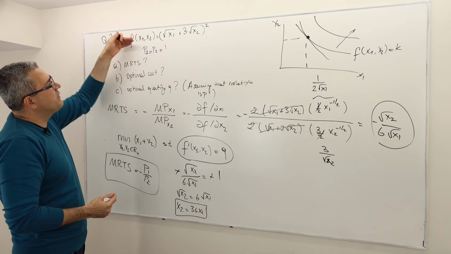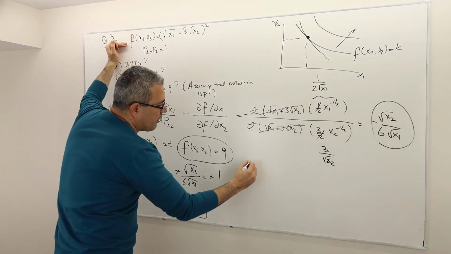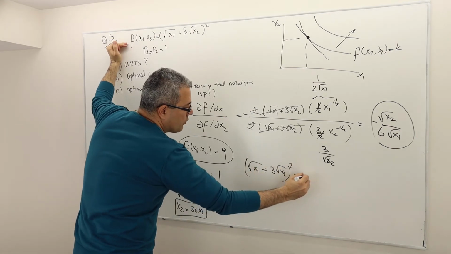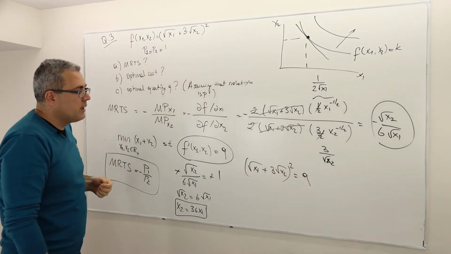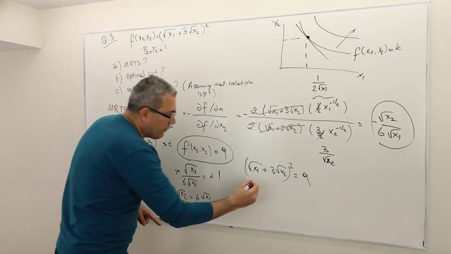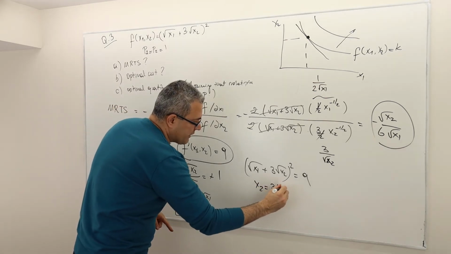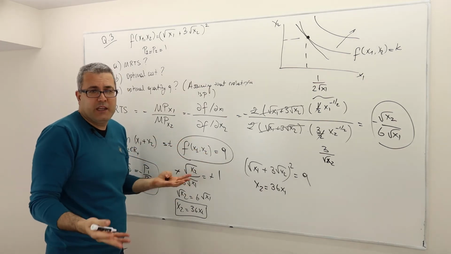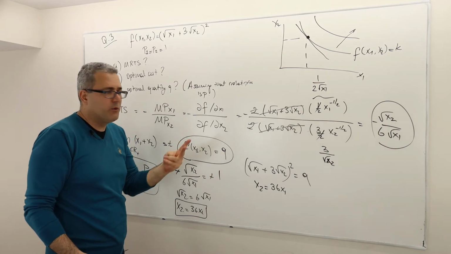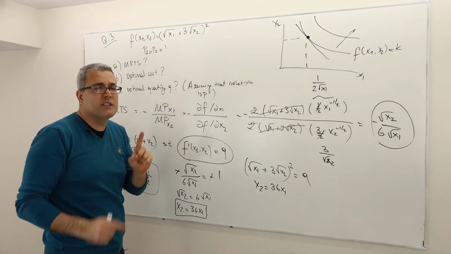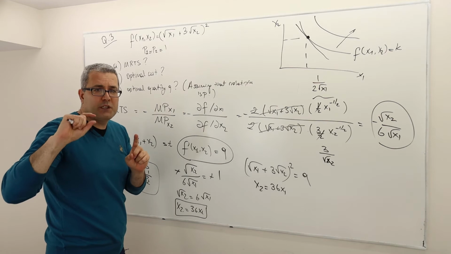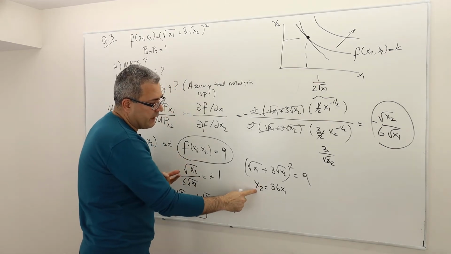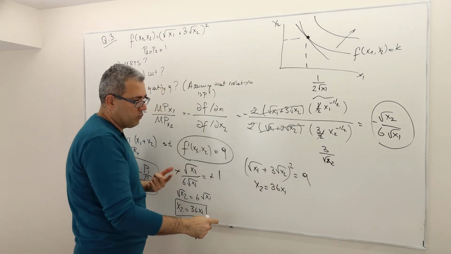So my constraint basically says the following: (square root of x1 plus 3 square root of x2) squared is equal to Q. I also know that x2 is going to be equal to 36x1. Solve for x1 and x2. I can do that because I have two equations, two unknowns, x1 and x2. Remember, Q is not an unknown here. Q is a fixed parameter. So how do I solve it? Well, simple. Whenever you see x2, just plug in this guy, 36x1.